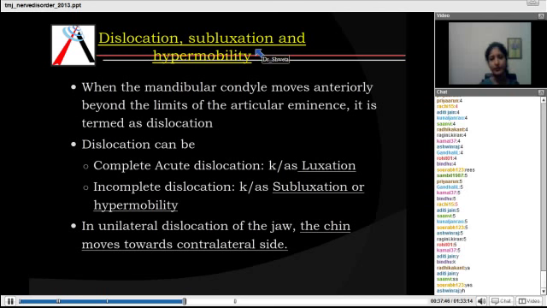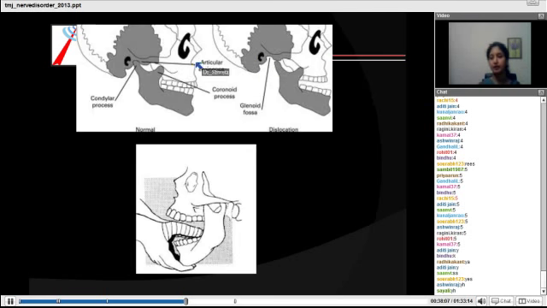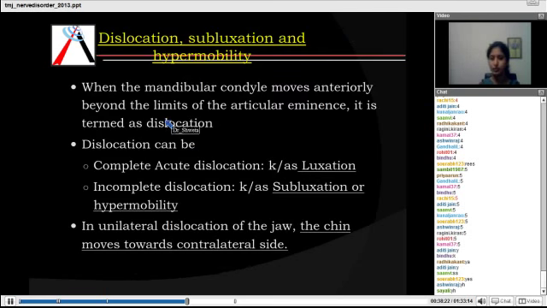Okay. Next is dislocation, subluxation and hypermobility. Now what happens is when your mandibular condyle moves anteriorly, it is obstructed by the articular eminence so that it does not go ahead. It's like a speed breaker. But if it tends to go beyond the speed breaker, what will happen? This is your normal placement of the condyle. If it goes ahead of the articular eminence, there is a dislocation of the mandible. Okay? So that is a dislocation.